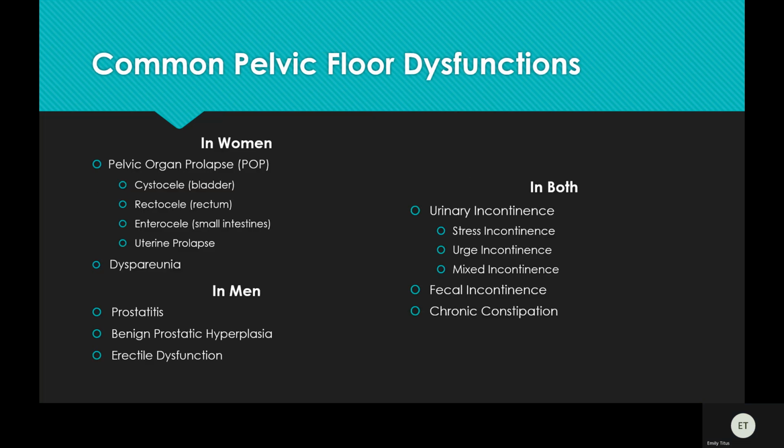So some common pelvic floor dysfunctions that we can treat as pelvic floor PTs in women are pelvic organ prolapse, or POP. There's 4 different types of it. Then there's also dyspareunia, which is painful insertion or intercourse. Then in men specifically, we have prostatitis, benign prostatic hyperplasia, and erectile dysfunction. Then in both men and women, what we can treat is urinary incontinence. There's 3 different types: fecal incontinence, as well as chronic constipation, amongst other things.